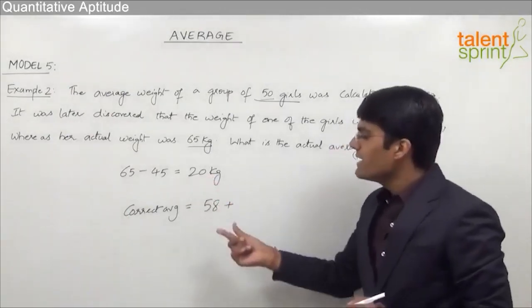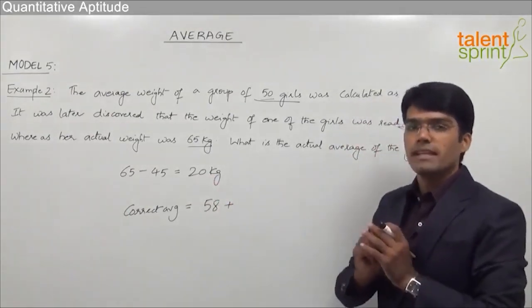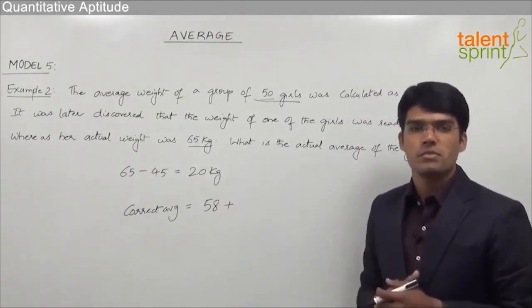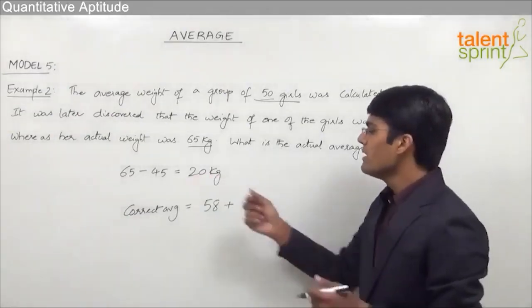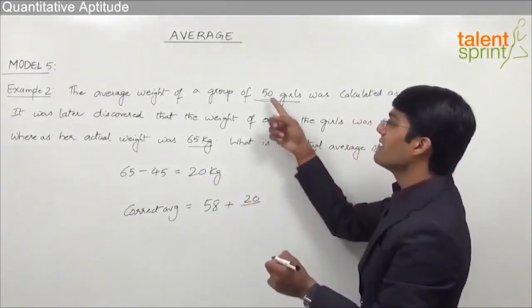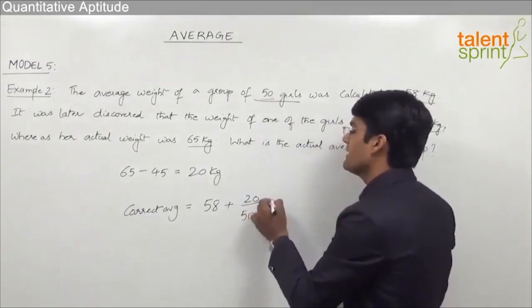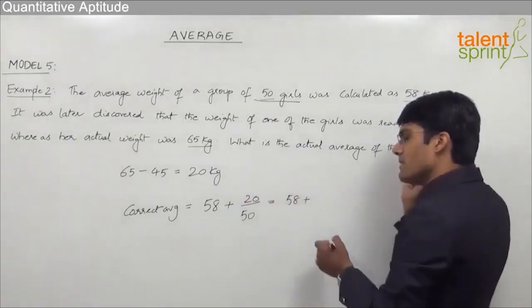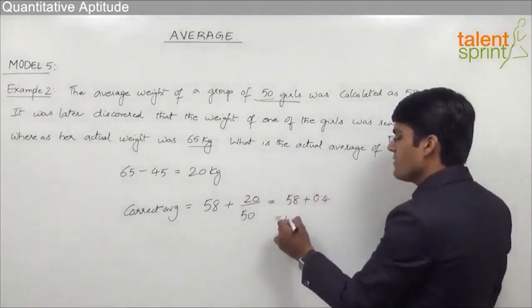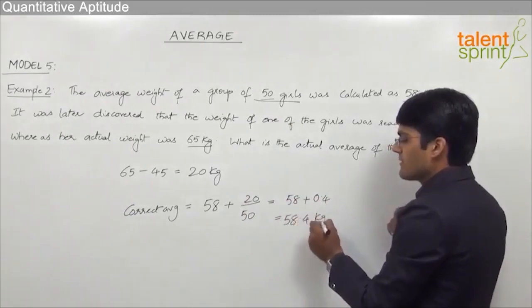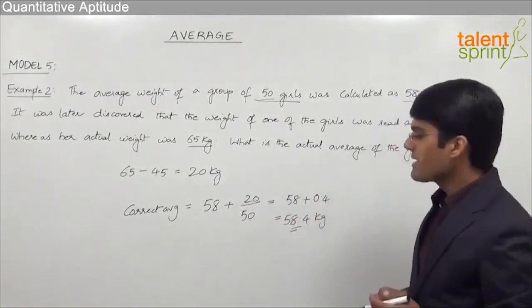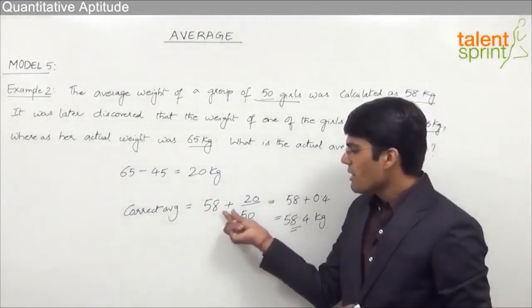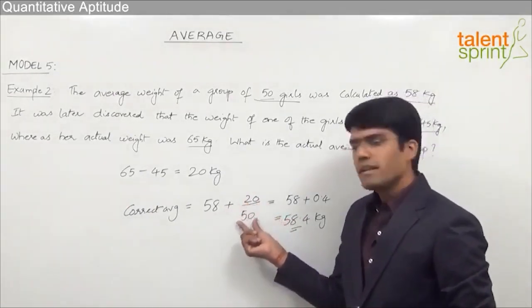But before adding 20 kgs to the average, it should be distributed equally among all the persons in the group. Why? Because average is always an equal distribution calculation. So this 20 should be divided among all the 50 girls in the group. So we can say that the correct average will be 58 plus 20 by 50 will be 0.4. So that is equal to 58.4 kgs. So friends, this is how you can solve these type of questions, simply by taking the wrong average plus the difference divided by number of elements.